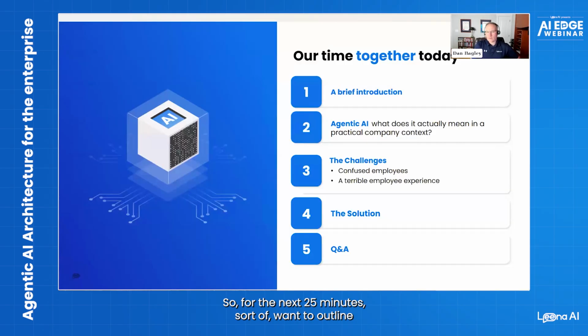So for the next 25 minutes, I want to outline what we'll go over. We're in brief introductions right now. I'll turn it over to Adit here in a second. I want to talk a little bit about agentic AI and what that means in a practical company context.